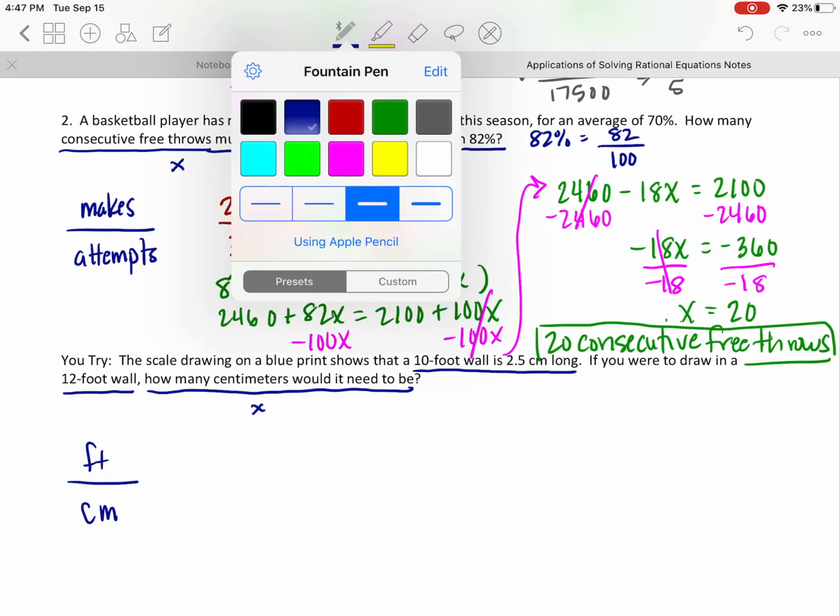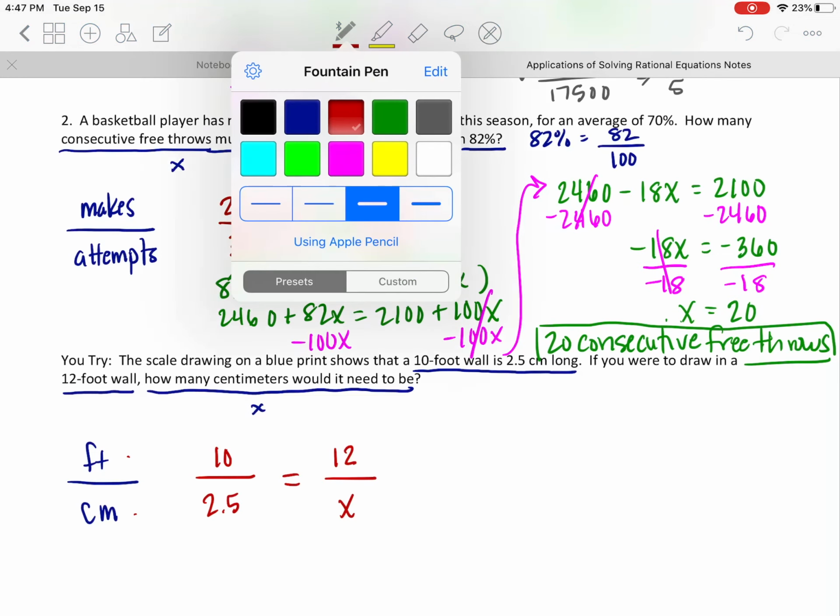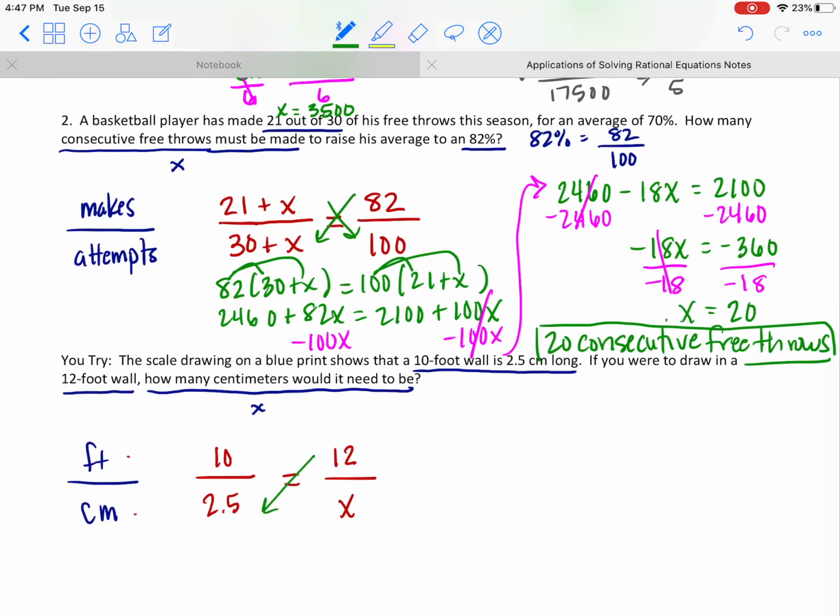So we have a 10-foot wall. So I'm going to put 10 feet here and a 2.5 centimeter drawing of it. So 10 feet and 2.5 centimeters, one fraction. And then we have a 12-foot wall, so my second fraction is going to have a 12 on the top. And how many centimeters does it need to be? I don't know. That's where we put x. Now we can make these two fractions equal, make our proportion, cross multiply. So 12 times 2.5 is going to be 30.